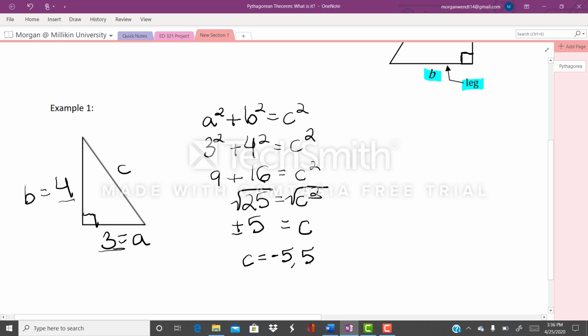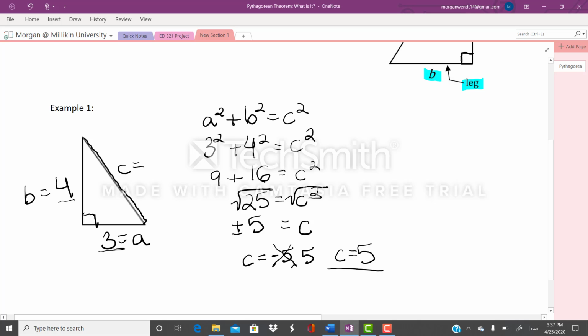Now I want to point out that it does not make sense to have a negative distance. If you think about measuring something with a ruler or a meter stick, you don't come up with a negative distance. It doesn't make sense. We measure distance in positive numbers. Since we're looking for this positive distance of the hypotenuse, we can ignore the negative and say that C is equal to 5.